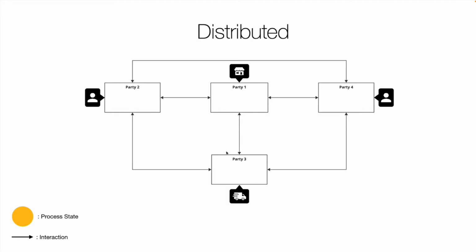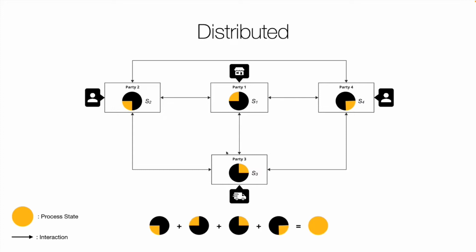The other option is distributed. Each participant has a chunk of the process. So it's not totally visible to all of the participants. The sum of these chunks gives us the full state of the process. However, in case of a delay or fraud or any problem with the process, the other participants won't be aware of what exactly happened, and they can easily blame each other for the problem.